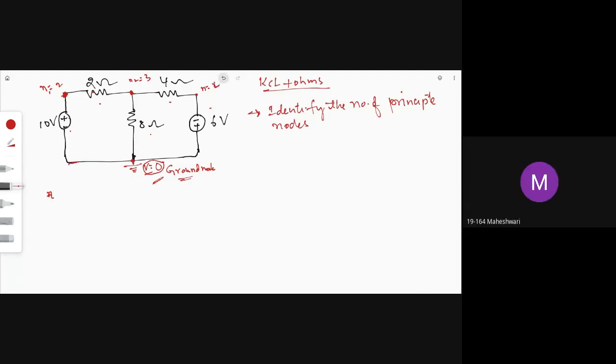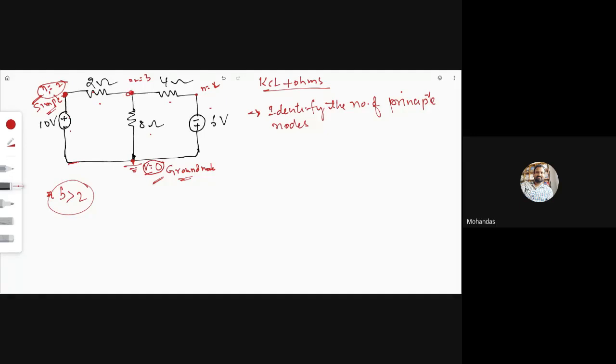Principal node, sir. This node? Any other branches connected? Simple node. That is a simple node. So, a simple node should not be considered in nodal analysis. No need to consider the simple node. If the number of branches is greater than 2, at least 3, that is known as a principal node.